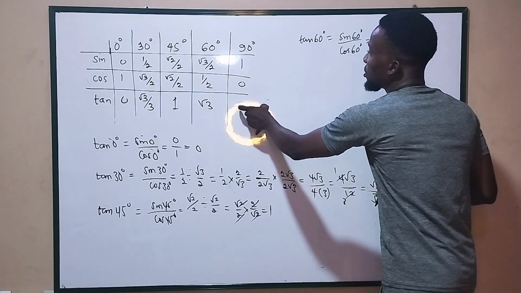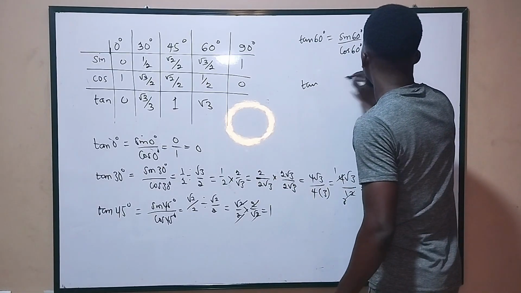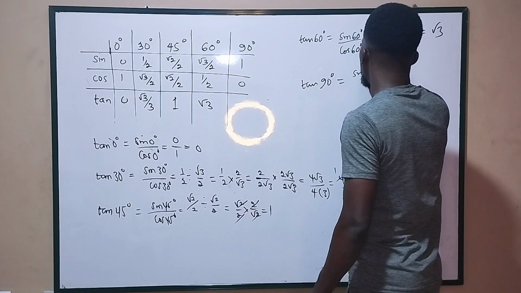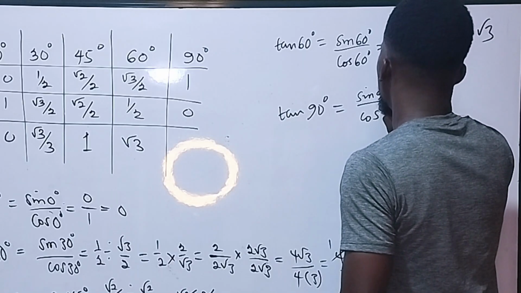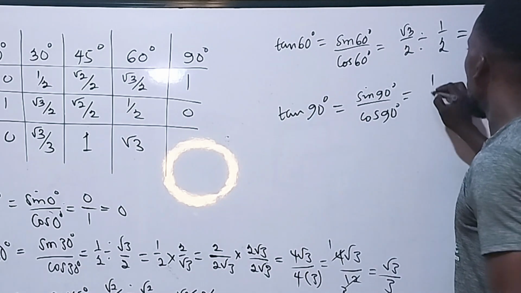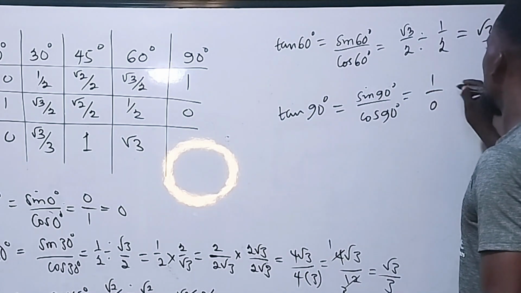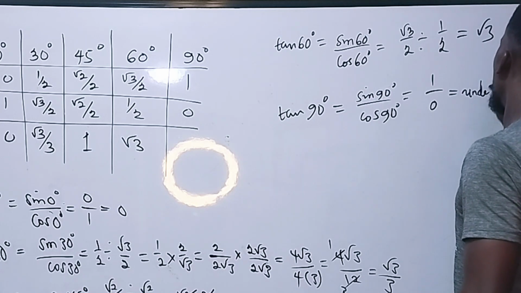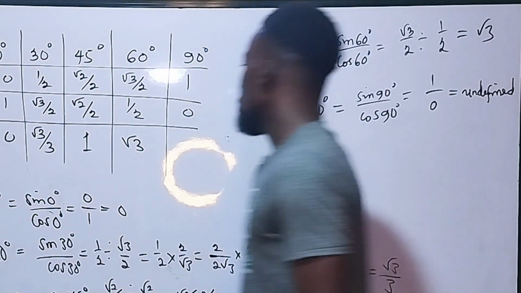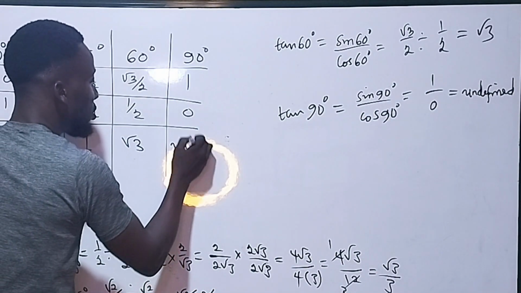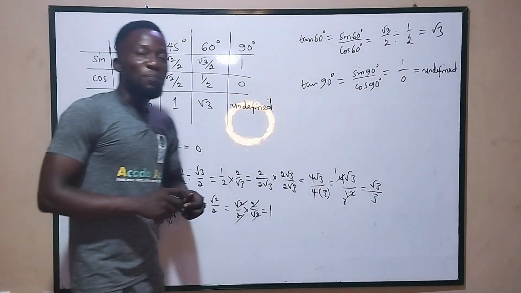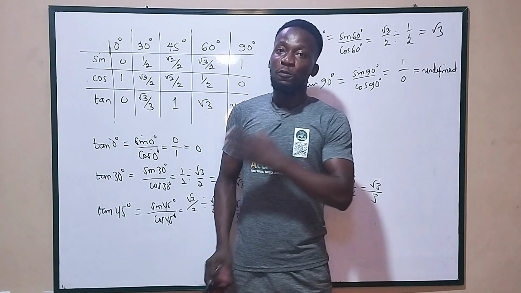Finally, for tan 90 degrees, it will be what? It will be sine 90 degree over cos 90 degree. And that should give us sine 90 degree is 1 over cos 90 degree is 0. So that should give us what? Undefined. Because whenever you have 0 as the denominator of any fraction, it is undefined. So this guy is undefined.